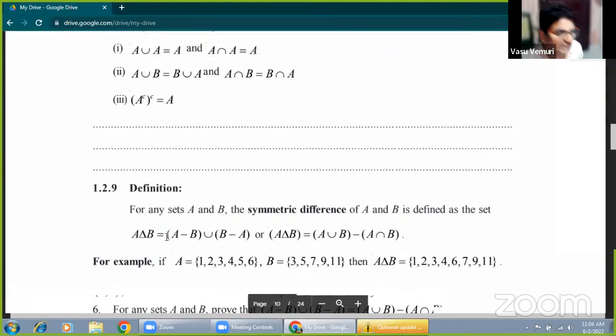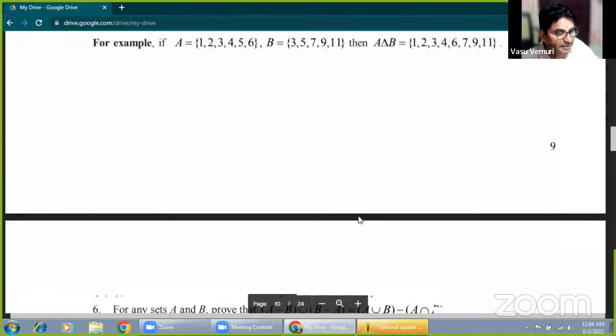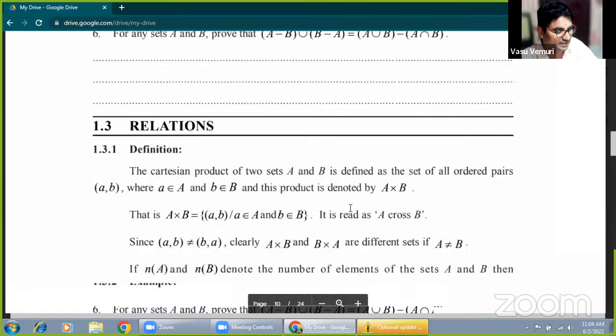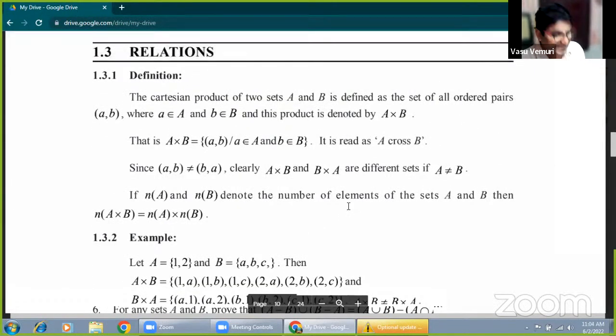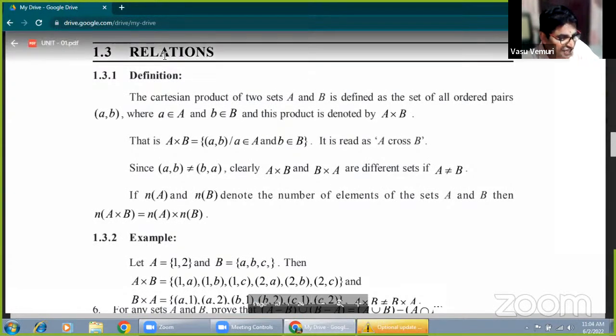Now the A delta B formula is the symmetric difference between A and B. That is A minus B union B minus A, or A delta B is another formula: A union B minus A intersection B. Okay, that's enough. These are the main concepts of set theory, and another one is relations.